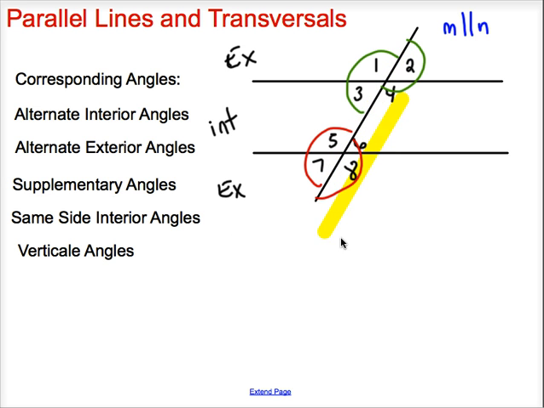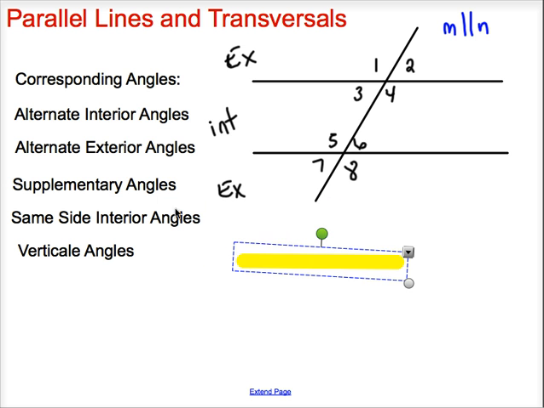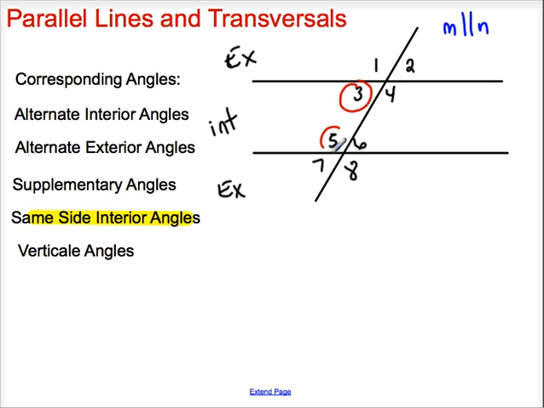Then we also talked about same side interior. Okay, same side interior. Well, just listening to the phrase, right? Same side. They're both going to be on the same side, and they're both going to be interior. What would be an example of same side interior? 3 and 5. Excellent. They're both on the same side of the transversal, and they're both in the interior of this whole diagram. And what would be another example of same side interior? 4 and 6. 4 and 6.